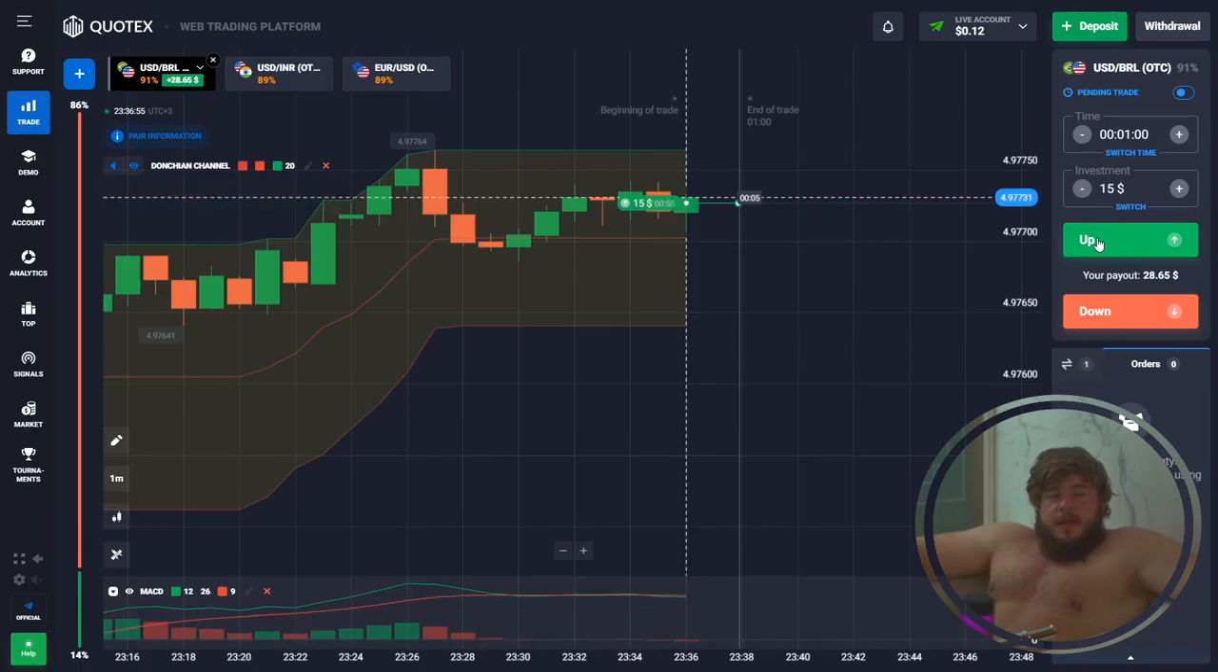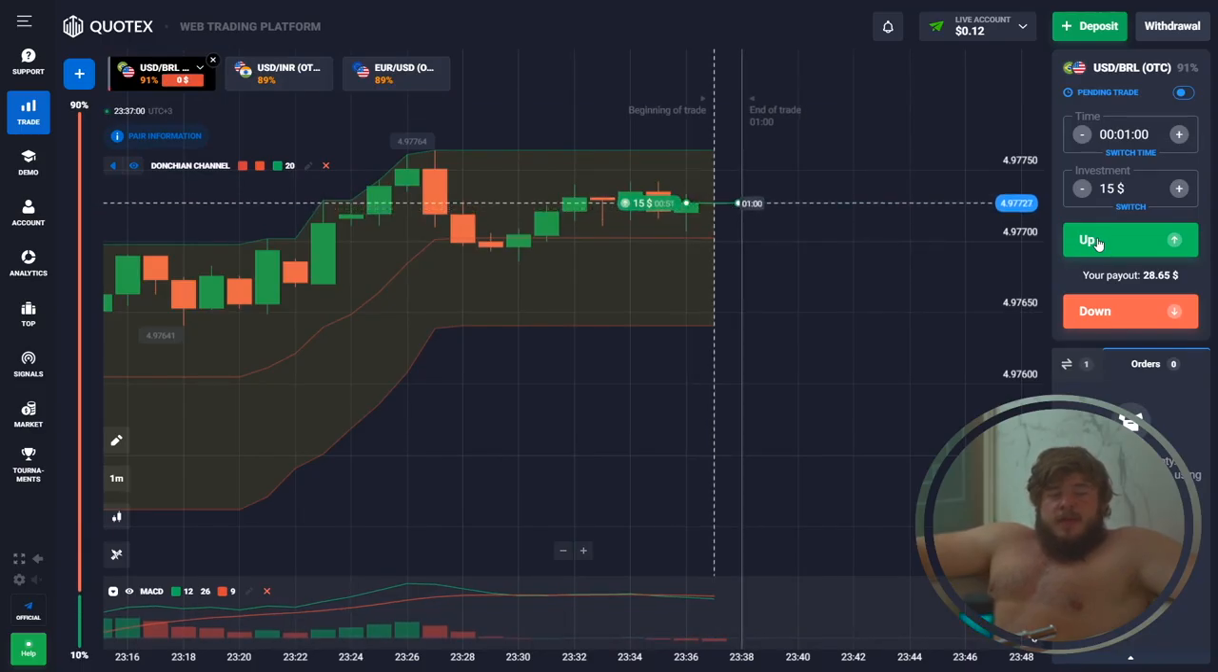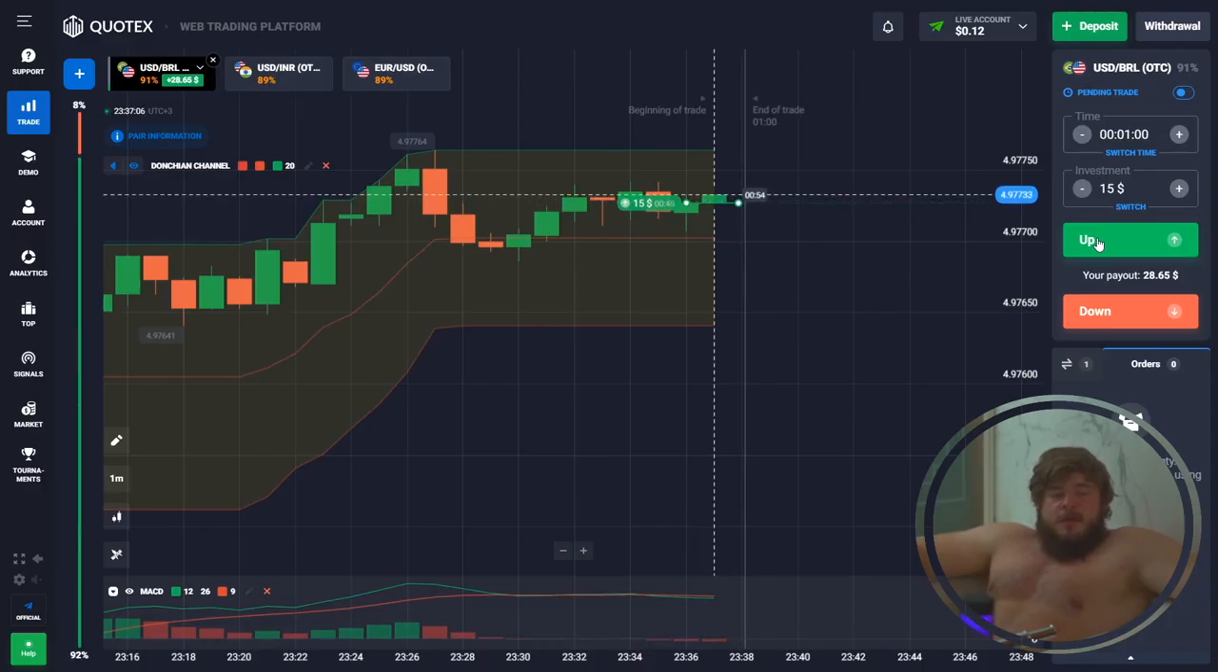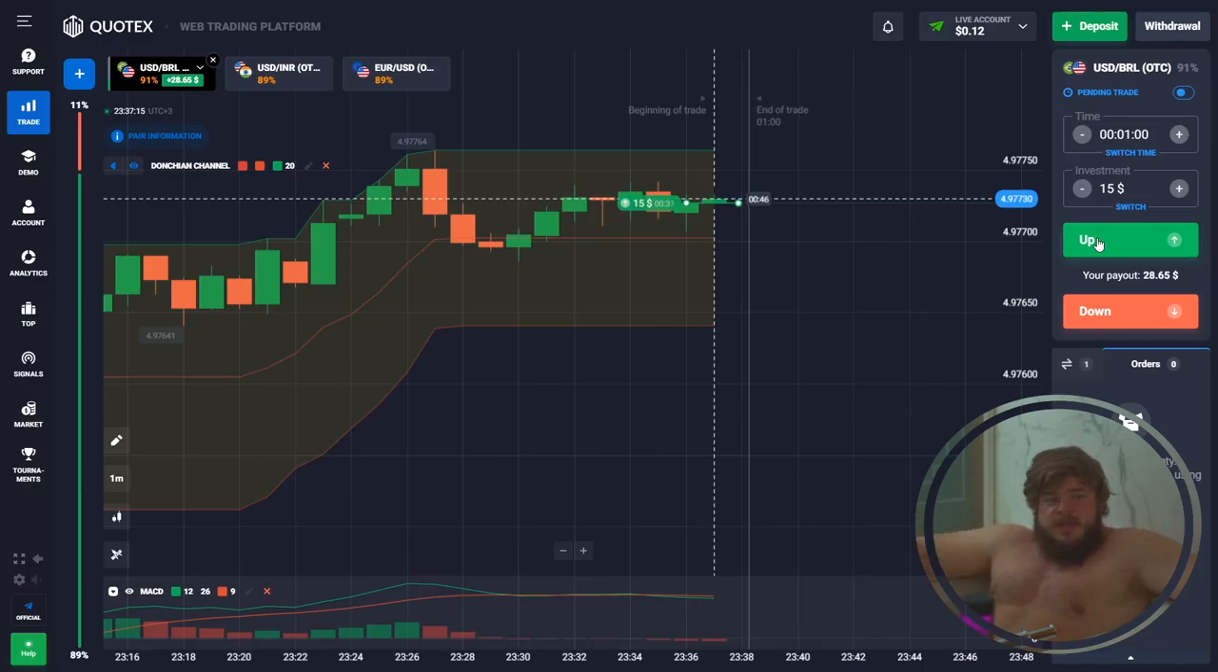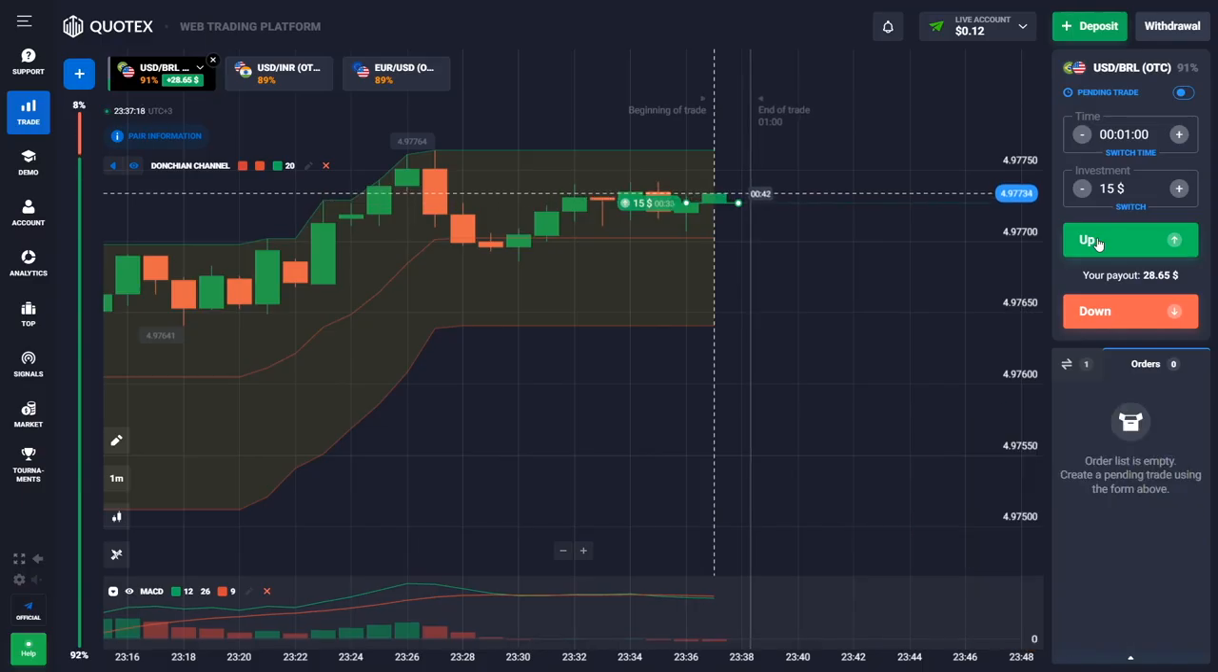Now, let's think further. Once again, according to the results of MACD indicator, we have opened buy position because green line is above the red one, and we have invested $15 in this trade. So now let's just wait a little bit until we get our money.